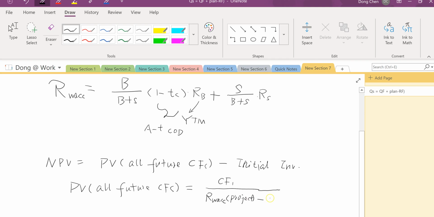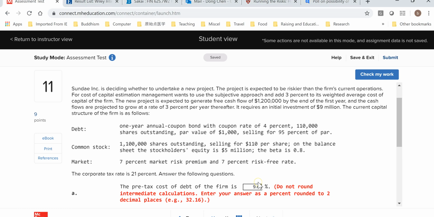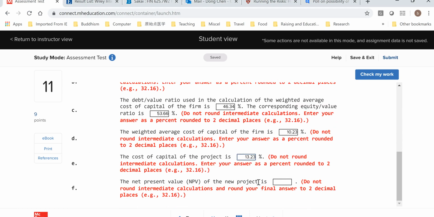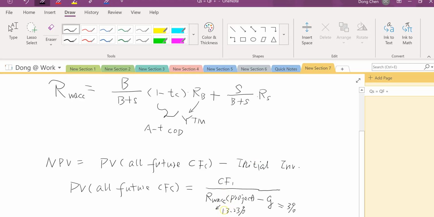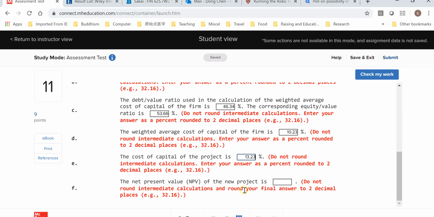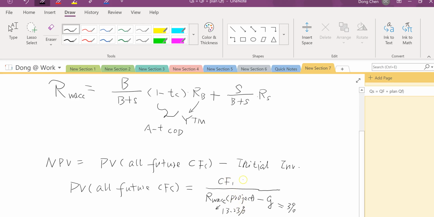And then minus, let's call that G, the growth rate of cash flows. So G here is given to be 3%, and the discount rate is 13.23%, if I remember that correctly. So let's go back and check. Yes, 13.23%. Again, even though I wrote down a number like this, in the actual calculation we shouldn't simply use this number because it is a rounded number. You can read the rounding requirement, which says do not round intermediate calculations. But here I just wrote it like this because I want to show you where the number came from.